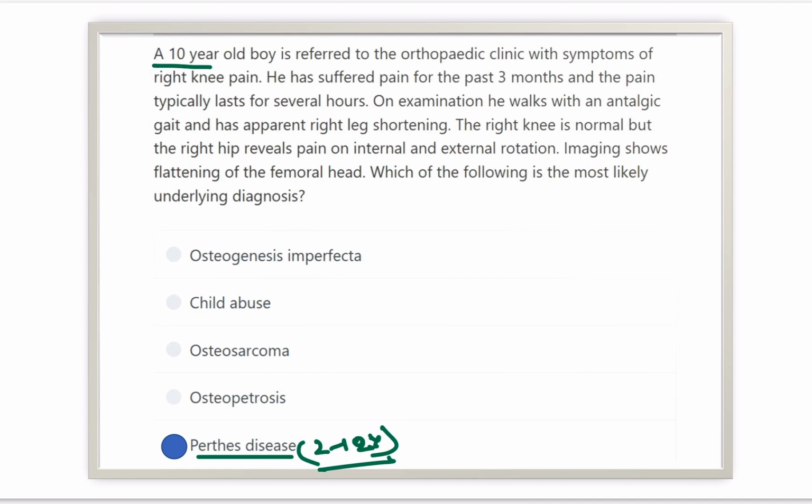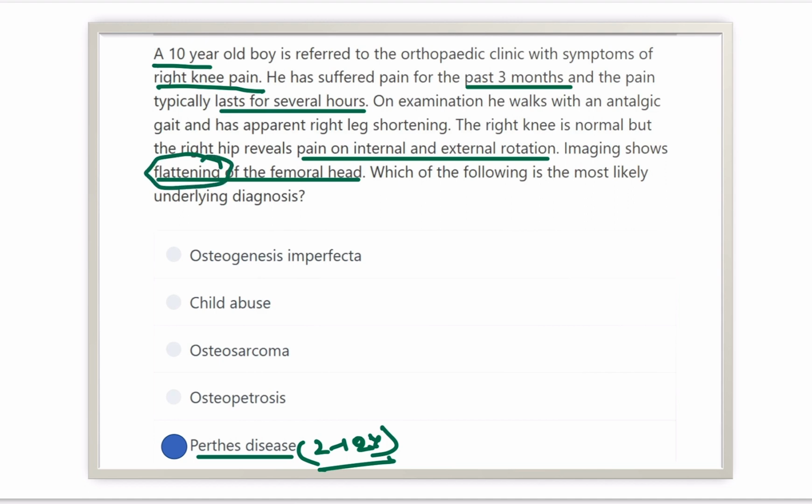Why Perthes disease? Because there is knee pain and it has been present for the past 3 months, and the pain persists for several hours. There is pain on external and internal rotation, and imaging shows flattening of the femoral head. Flattening means destruction of the bone, or loss of the blood supply, and it is usually present in case of Perthes disease.